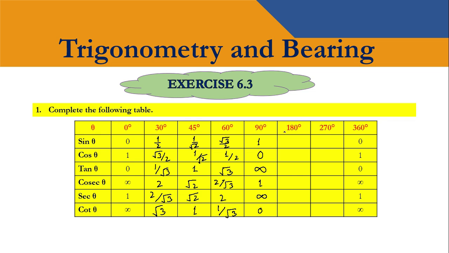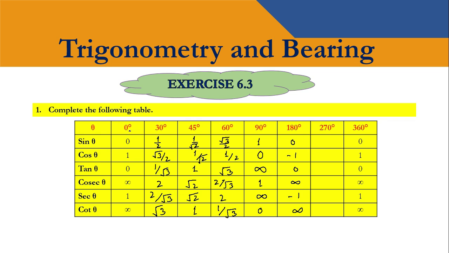So now let's come to 180 degree. The line of 0 degree should be remembered by you. If sine 0 is 0, then 180 degree should be opposite to that. 0 multiplied by minus 1 equals 0. 1 multiplied by minus 1 is minus 1. 0 multiplied by minus 1 is 0. Infinity multiplied by minus 1 will be infinity. 1 multiplied by minus 1, and then again infinity. So in this way you can fill this up.